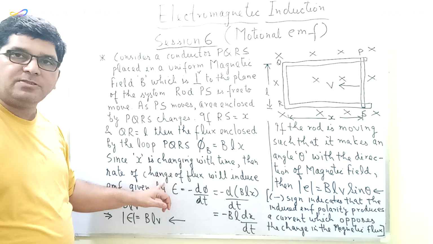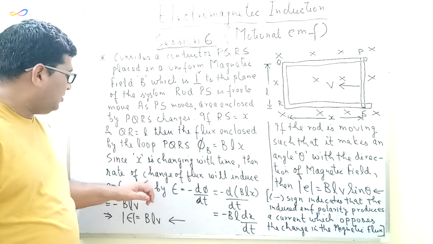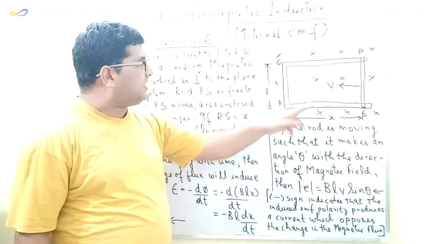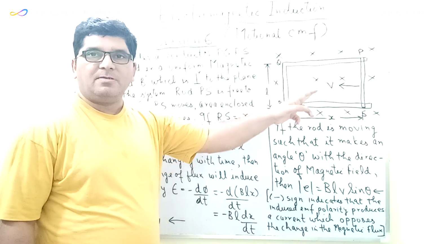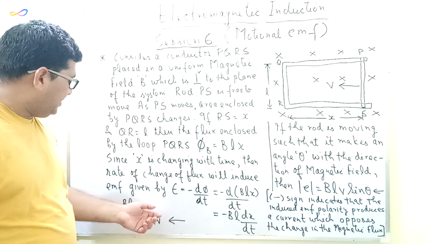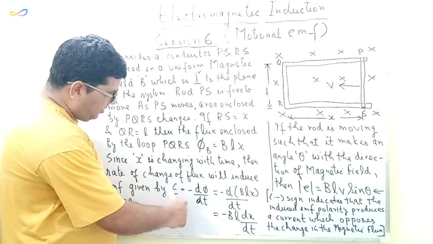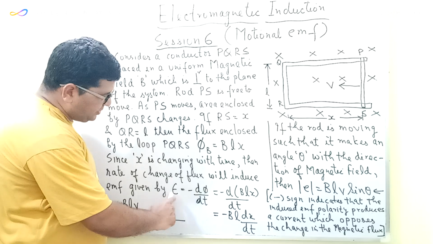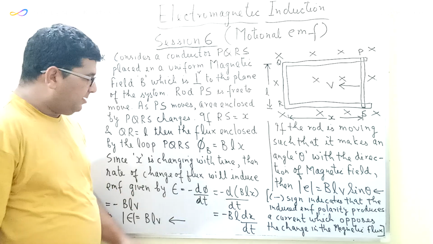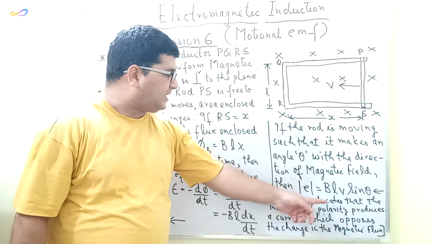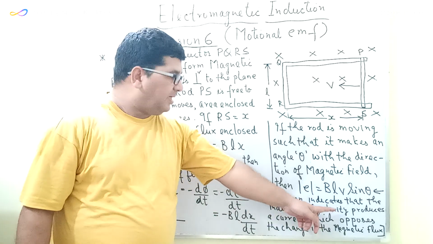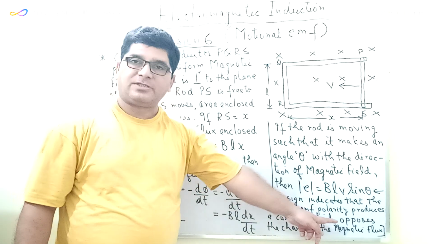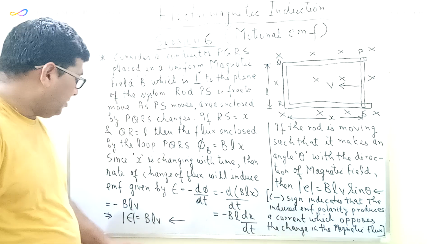will also change with time, and due to this changing magnetic flux, an EMF will be induced in this rectangular conductor. The magnitude of this induced EMF will be given by this equation: induced EMF is equal to minus d phi upon dt, and the minus sign here indicates that the polarity of the induced EMF tends to produce a current which opposes the change in the magnetic flux.